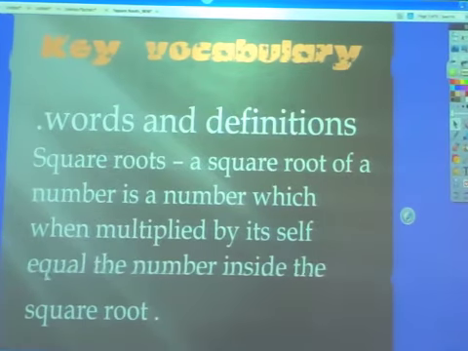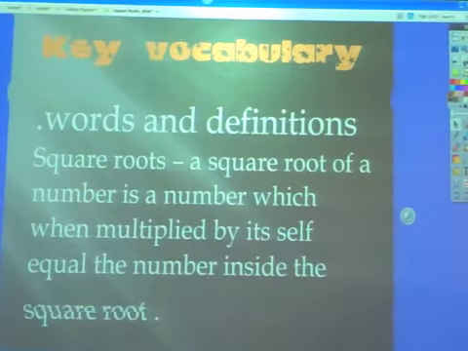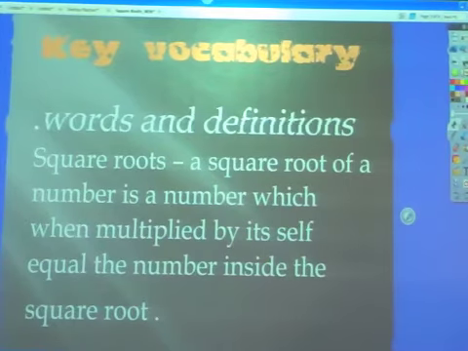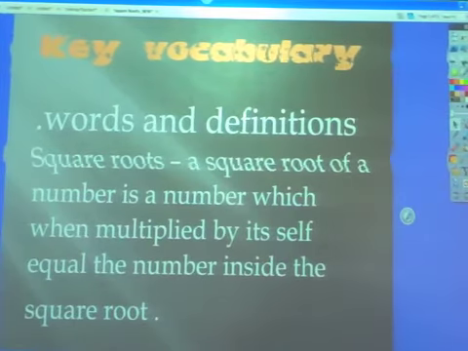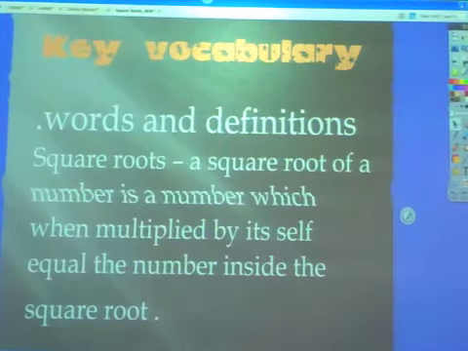Here's our key vocabulary. Words and definitions of square roots. A square root of a number is a number which, when multiplied by itself, equals the number inside the square root.